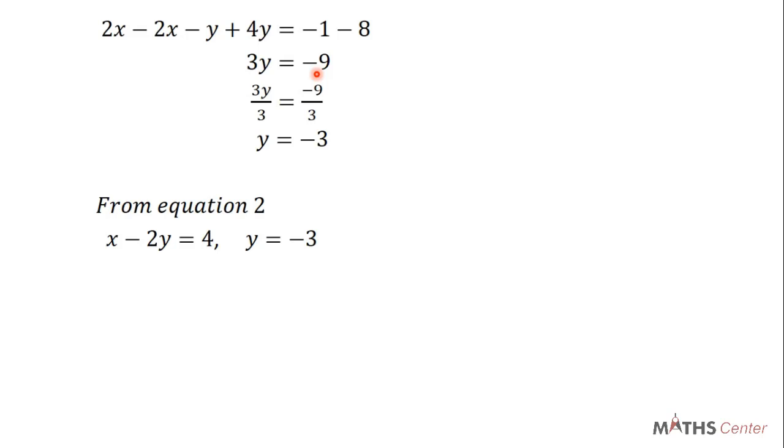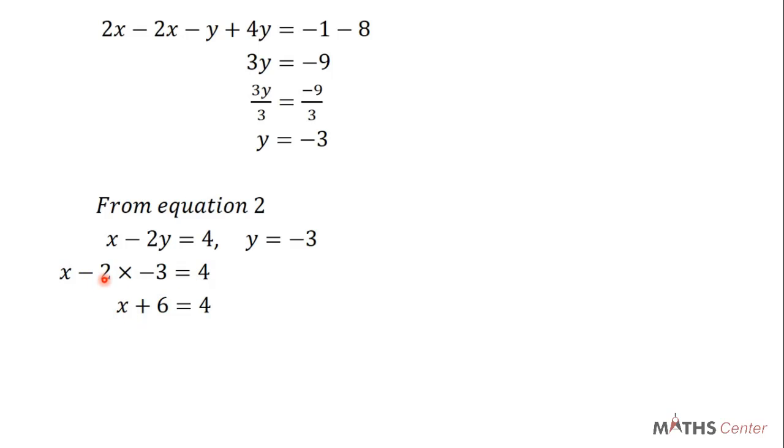You pick any of the equations, then you replace y with minus 3. So I'm going to pick equation 2. From equation 2, we know that x minus 2y is equal to 4. So y will give us minus 3. So wherever you see y, you can replace it with minus 3. So x minus 2y, since this is minus 2 times y, is going to be x minus 2 times minus 3 is equal to 4. Because minus 2y is the same as minus 2 times y, and y is minus 3. So we have x minus 2 times minus 3 is equal to 4.